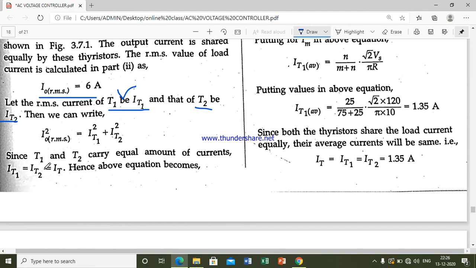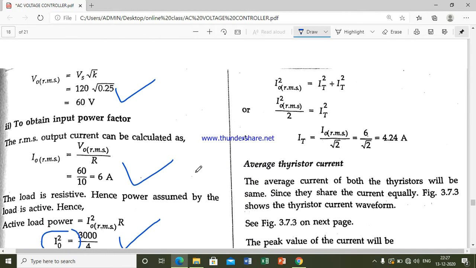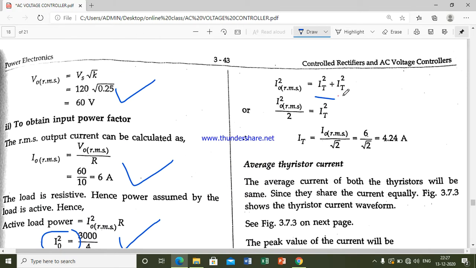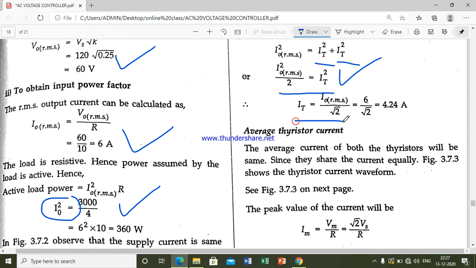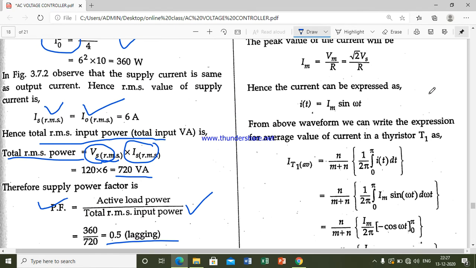So you can write down I naught RMS square equal to IT1 square plus IT2 square. And also you know that IT1 and IT2 are equal to IT. So I naught RMS square equal to IT square plus IT square. You will get IT square equal to I naught RMS square divided by 2. Next you will get IT equal to I naught RMS divided by root 2. You will get 4.24 amps.